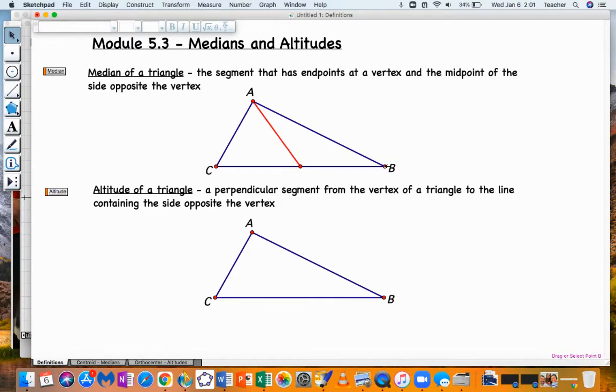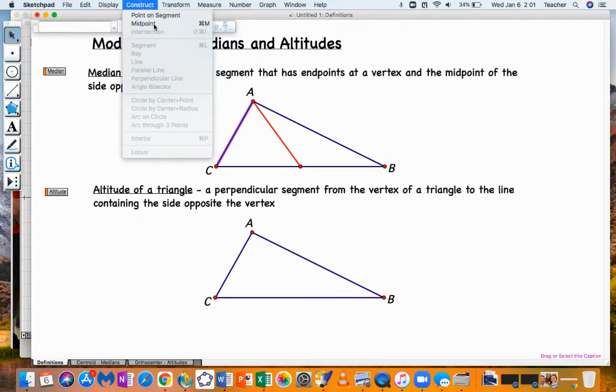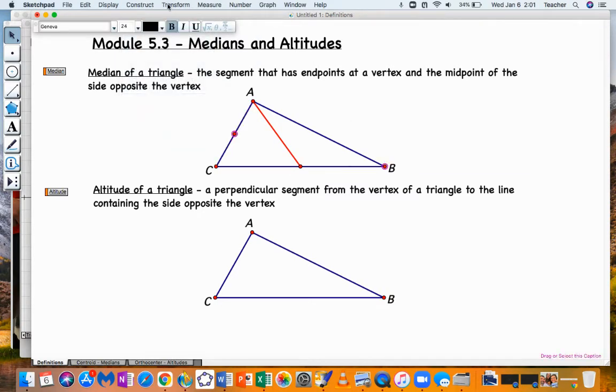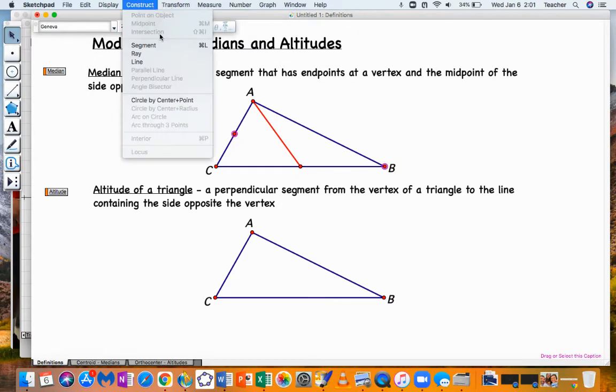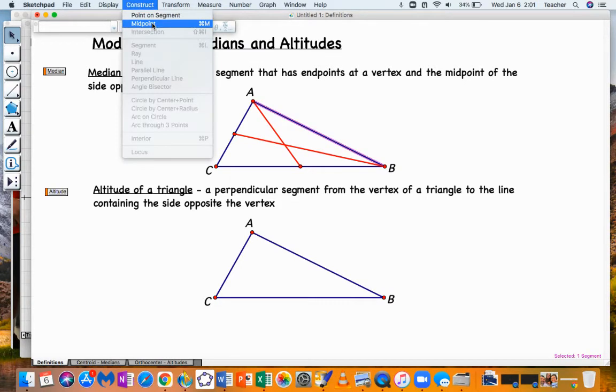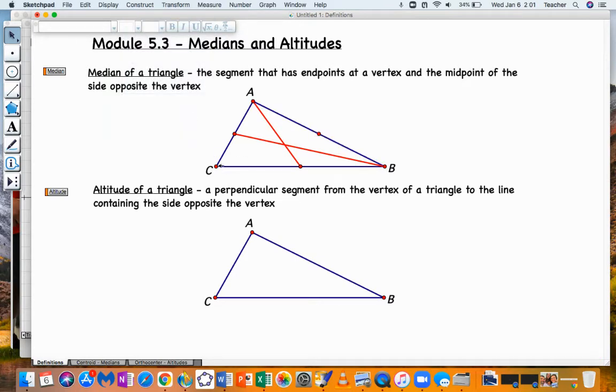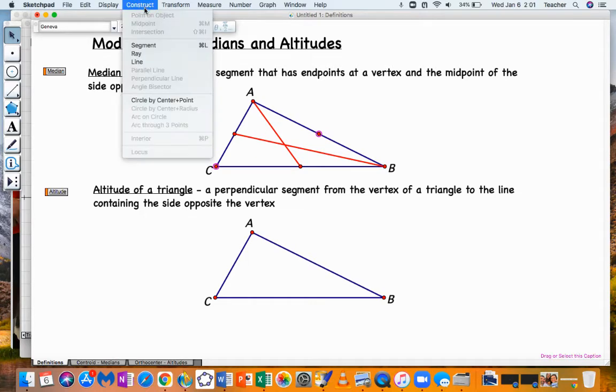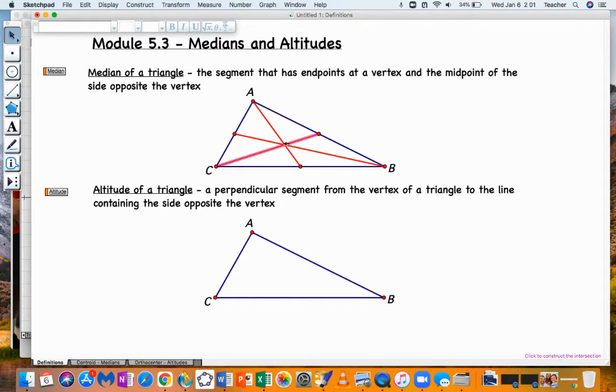We're going to do that to all three. We'll get the midpoint of AC and draw a segment from vertex B, so that would be the median of that one. Then get the midpoint of AB, and then the last one, going from vertex C to there. Now what you're going to find is when I do that, all three of those are going to meet at the same spot. We'll talk about what that actually means later on, but that's the idea of median.